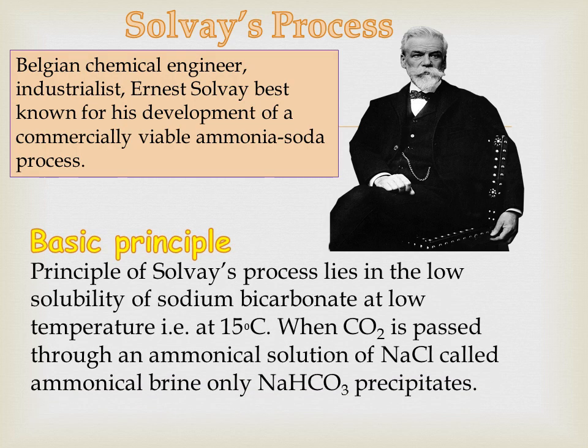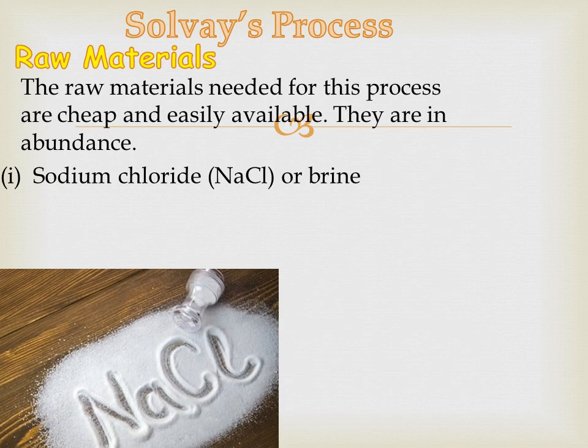Now, the basic principle lies in the low solubility of sodium bicarbonate at a temperature of 15 degrees centigrade. As you know, sodium bicarbonate is soluble in water, but when you lower the temperature, it precipitates out. So when carbon dioxide is passed through an ammoniacal solution of NaCl called ammoniacal brine, only sodium bicarbonate will precipitate out, and the reaction will be sodium ions plus bicarbonate ions giving sodium bicarbonate, which easily precipitates out.